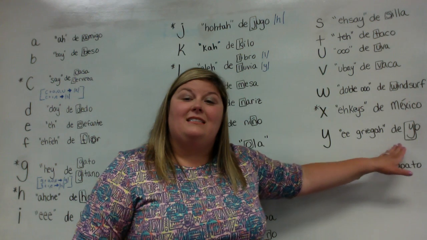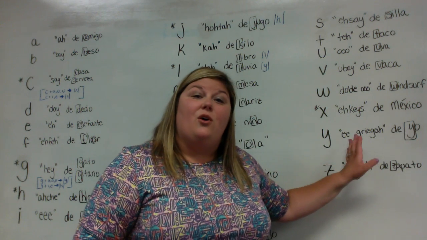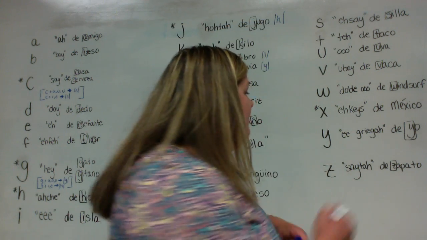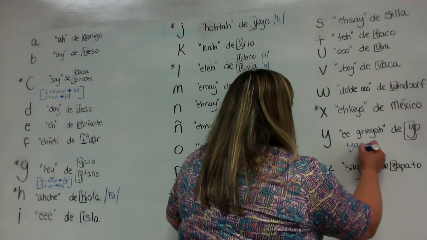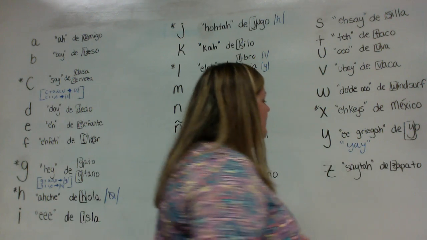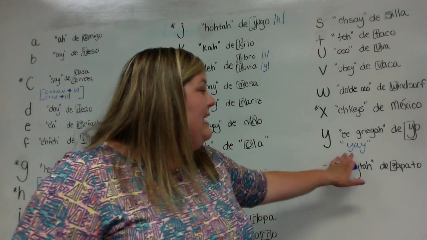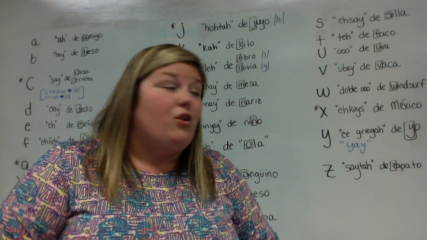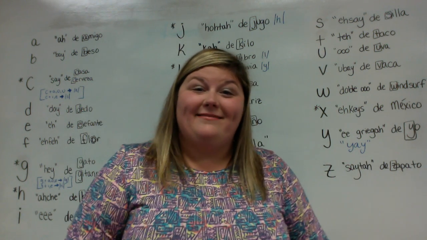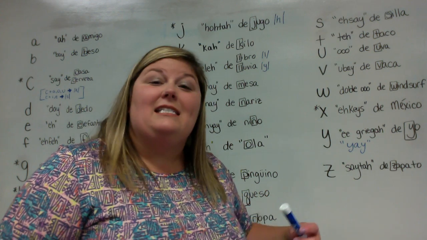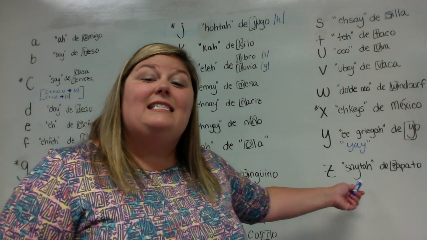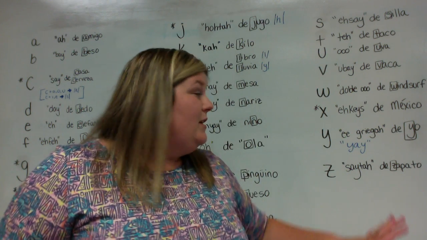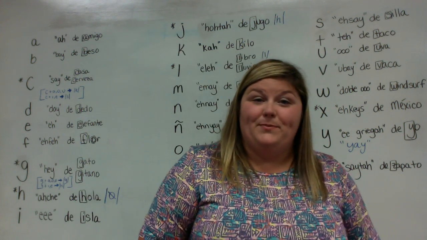Y de yo. So how to say the letter Y? You can say yay. Kind of pronounced like that in English. Y de yo. Yo means I. And the last letter is Z, Z de zapato. Zapato is a shoe.